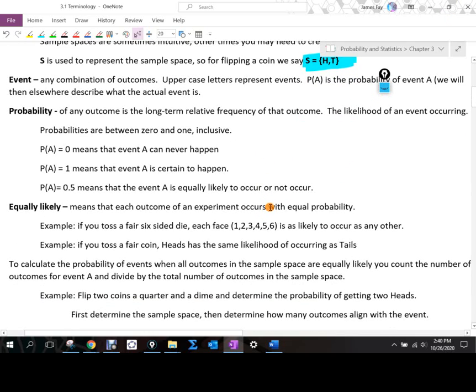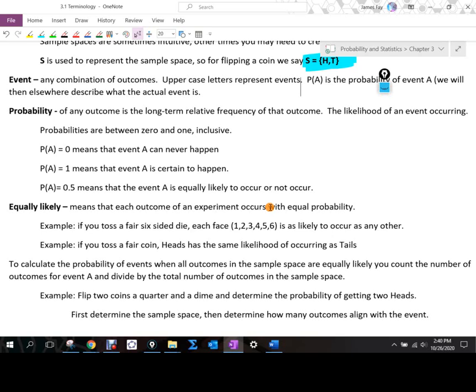Just some things about probability. The definition of probability is any outcome and the long-term relative frequency of that outcome. You guys have probably thought about it or learned about it as the likelihood or the chance of something occurring, which is exactly the same thing. Probabilities are between 0 and 1, inclusive, meaning you can have a probability of 0. If I flip a coin and ask what's the probability it lands heads and tails at the same time, probability 0, right? A probability of 0 means it cannot happen. A probability of 1 means it's going to happen.